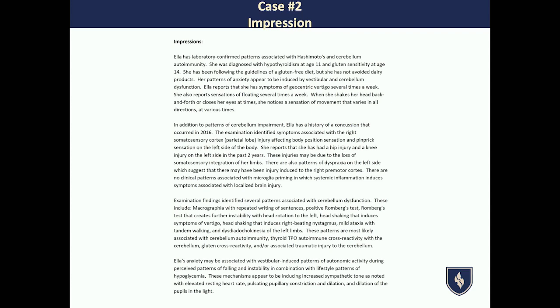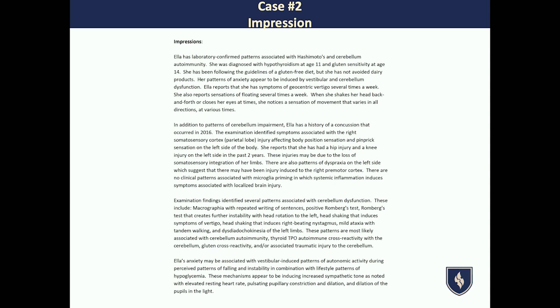Ella reports that she has symptoms of geocentric vertigo several times a week. She also reports sensations of floating several times a week. When she shakes her head back and forth or closes her eyes at times, she notices a sensation of movement that varies in all directions at various times. In addition to patterns of cerebellum impairment, Ella has a history of a concussion that occurred in 2016.